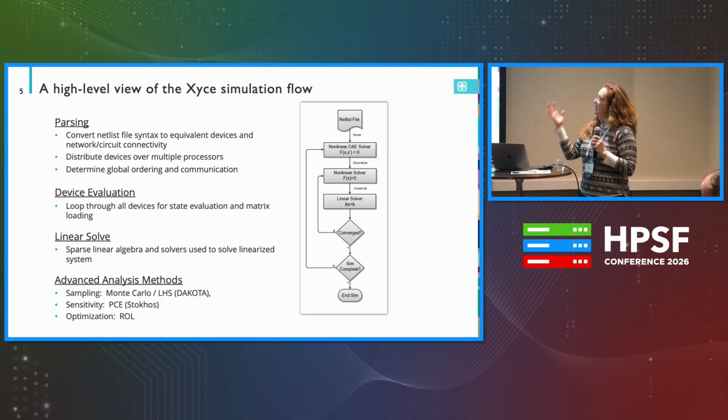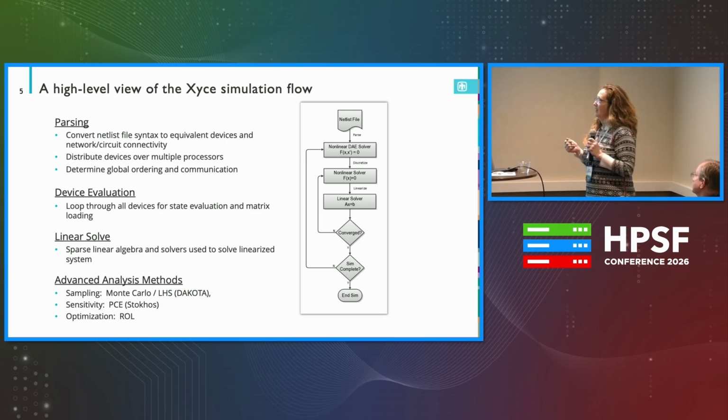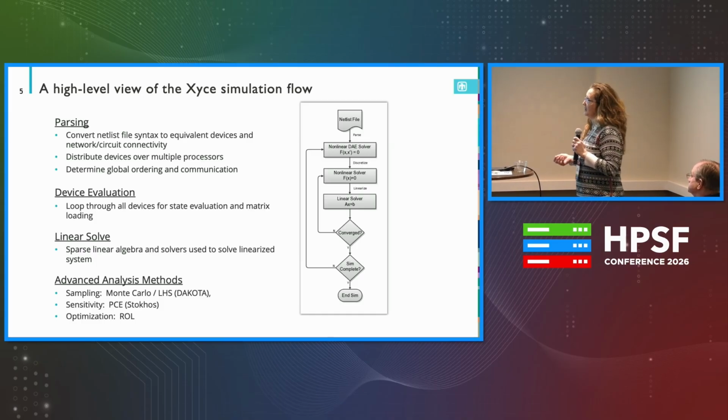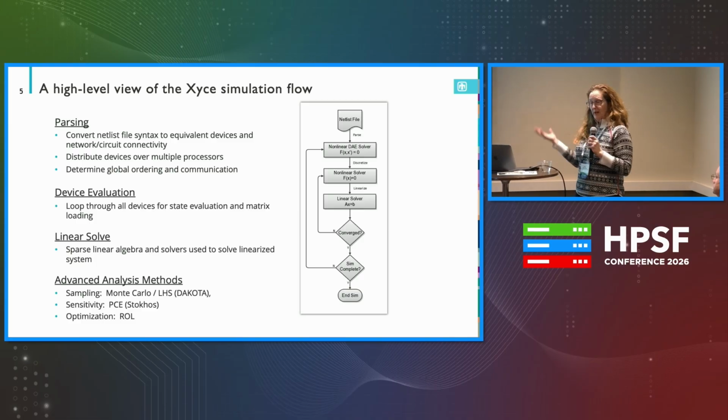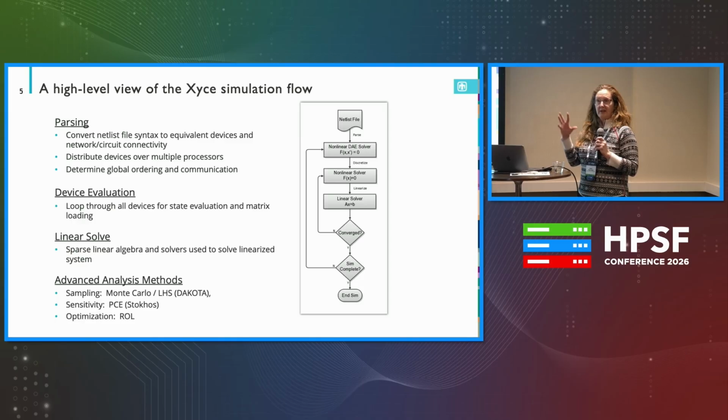So we have a substantial parsing phase that has to convert what we call a netlist into the devices and the circuit connectivity, or the topology. Then, if it's in parallel and large enough, we distribute those devices over the processors and try to determine how we break up this particular network. And that determines the global ordering and communication that we need to do. So that's up here.